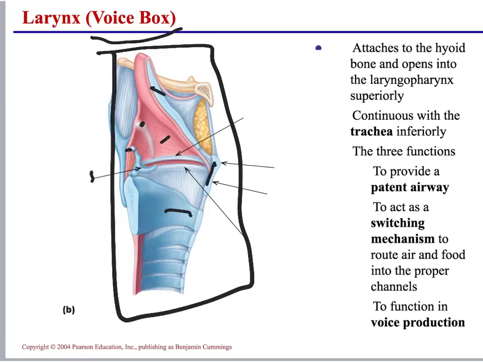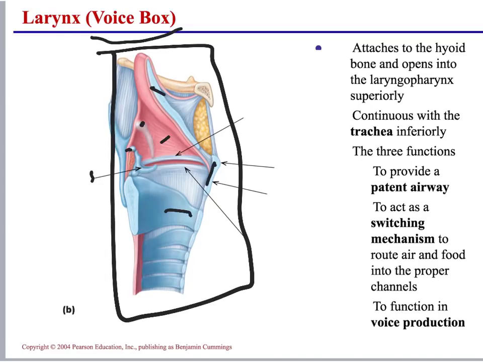The cuneiform, the corniculate, and the arytenoid. There are two of each, so that's six, right? Three times two, six. Cricoid, seven. Thyroid, eight. Epiglottis, nine. So nine different cartilages make up the structure of the larynx.